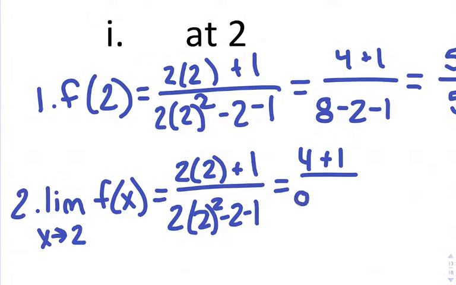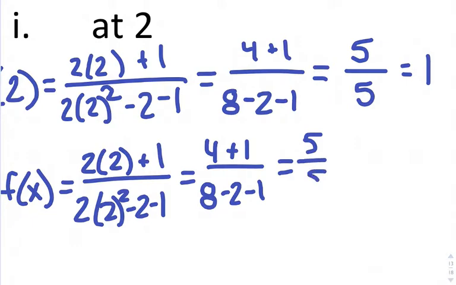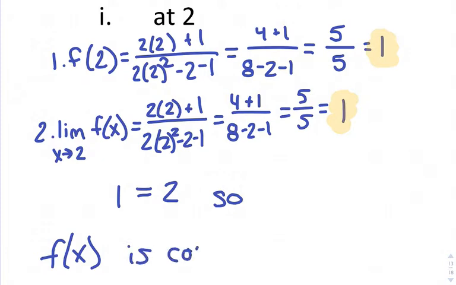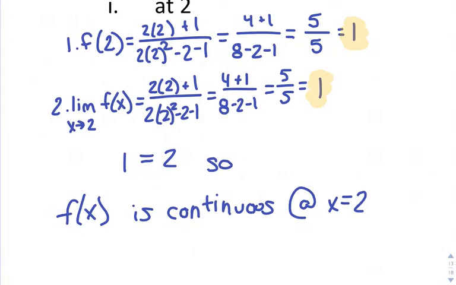So on top I get 4 plus 1. On the bottom I get 8 minus 2 minus 1, which is 5 over 5, which is 1. Condition 1 was 1, condition 2 was also 1. So steps 1 and 2 are equal, and since they're equal, f of x is continuous at x equals 2. Those are your checklists: 1, you plug in f of whatever number; 2, you find the limit; 3 is stating whether it is continuous or not.